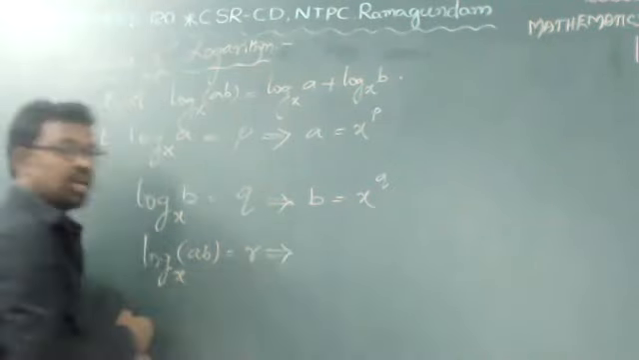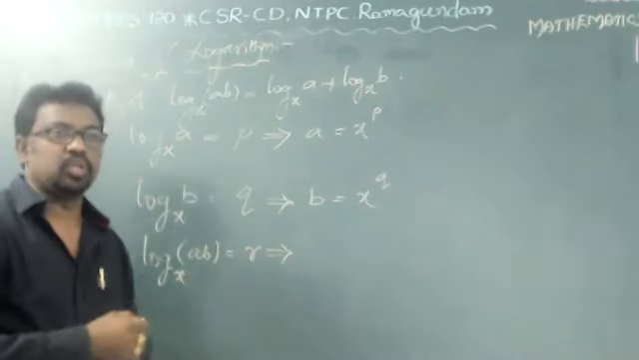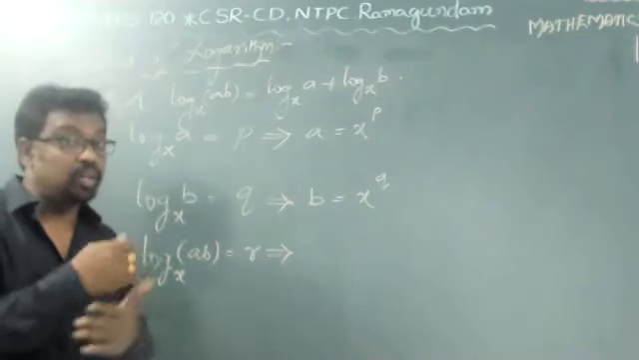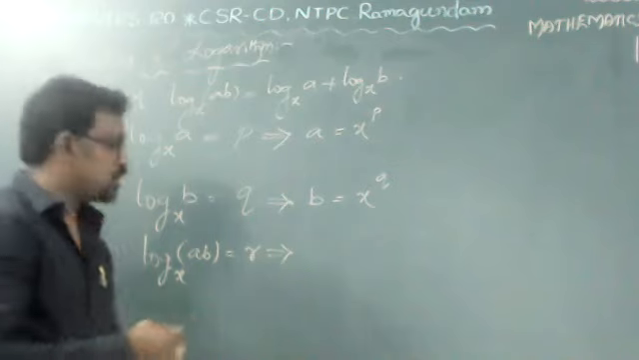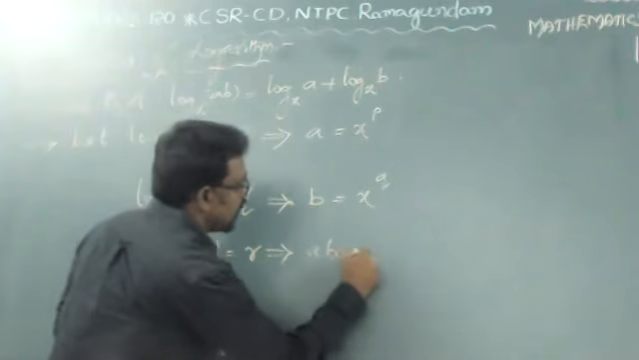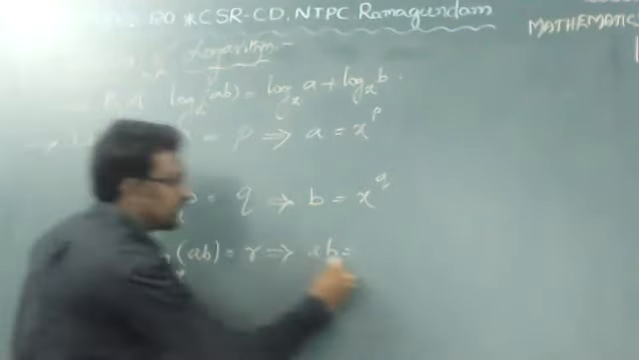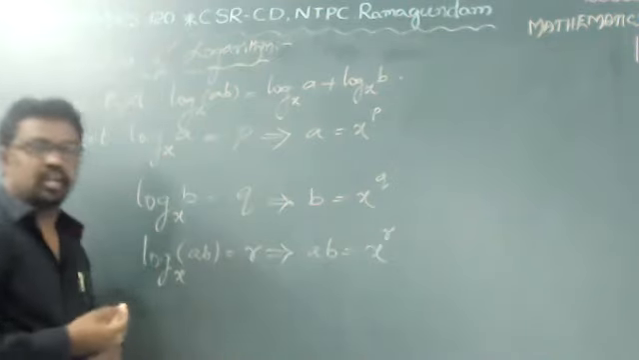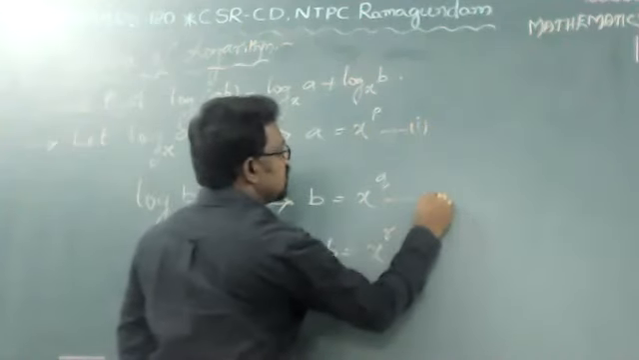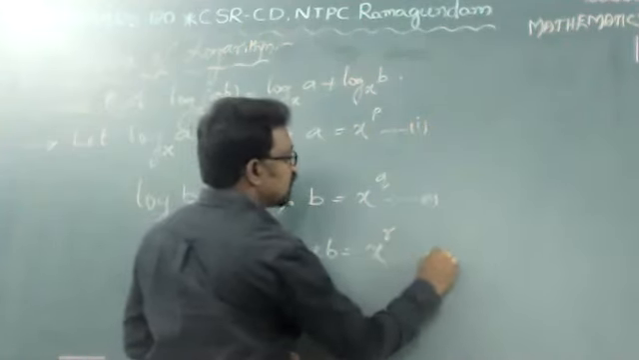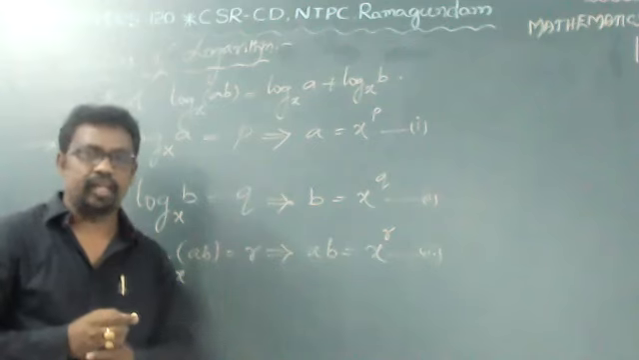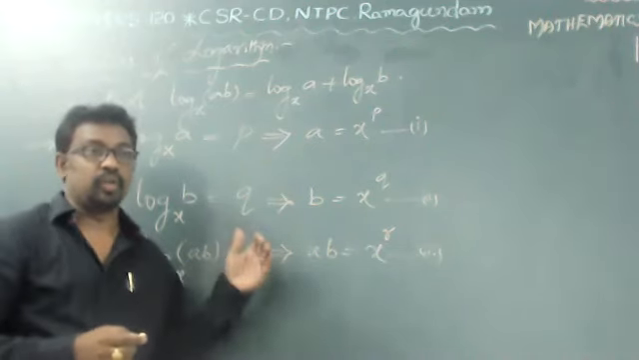Log AB to the base x equal to, we'll take r. Convert this one also into exponential form so that you will get AB is equal to x power r. X power r. Let us take this as the first equation, this as the second equation, and this as the third equation. First equation, second equation, and third equation. You can solve it like this.